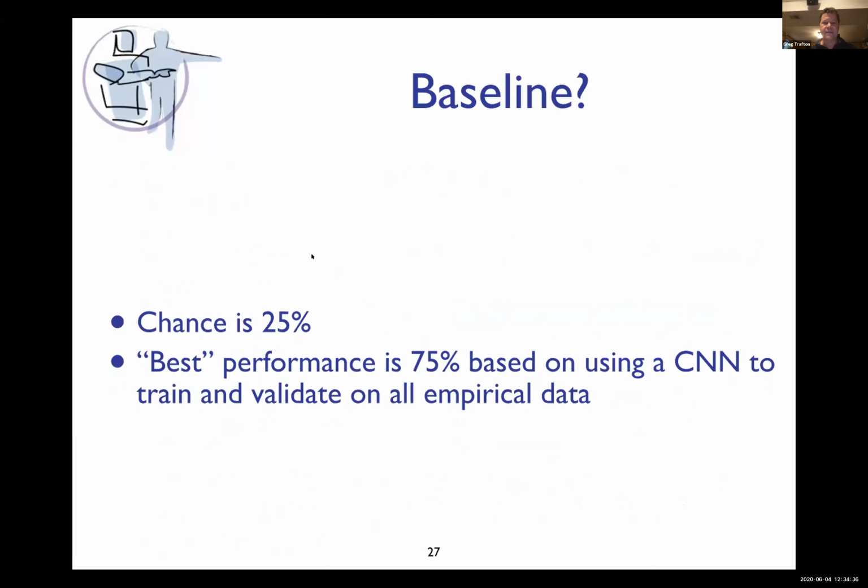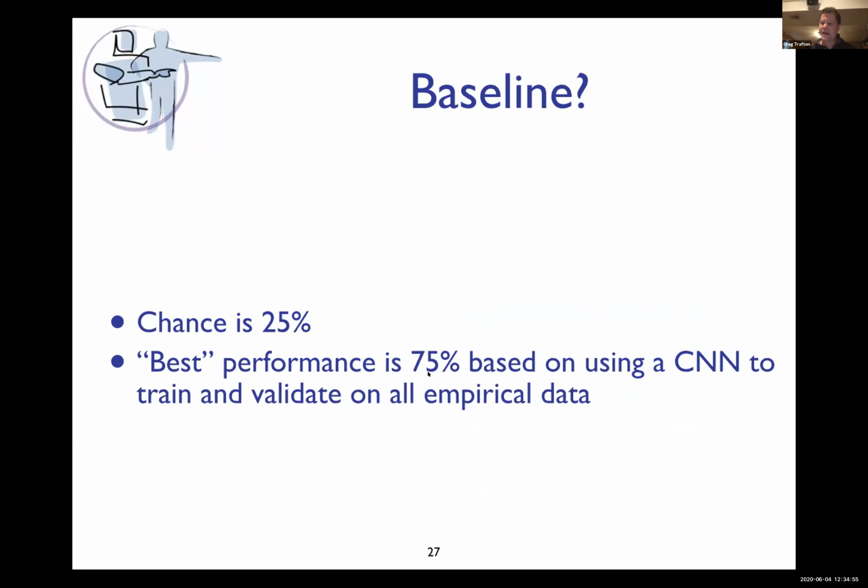Okay, so the baseline, this is actually wrong. My chance is actually 20%. I evidently can't do math. And so chance is 20%. Hopefully we'll be better than that. The best performance is about 75%.